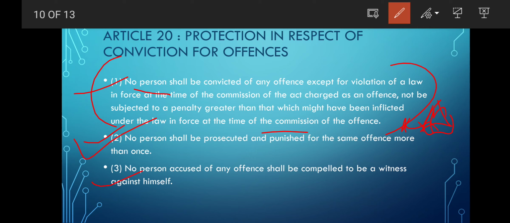And also the third one, no person accused of any offence shall be compelled to be a witness against himself. Against himself means what? You cannot use brain mapping, narco analysis, polygraphic methods. He can deny this type of evidence, because in that case he will be a witness against himself in polygraphic and brain mapping methods, right? We will discuss this in a further lecture.